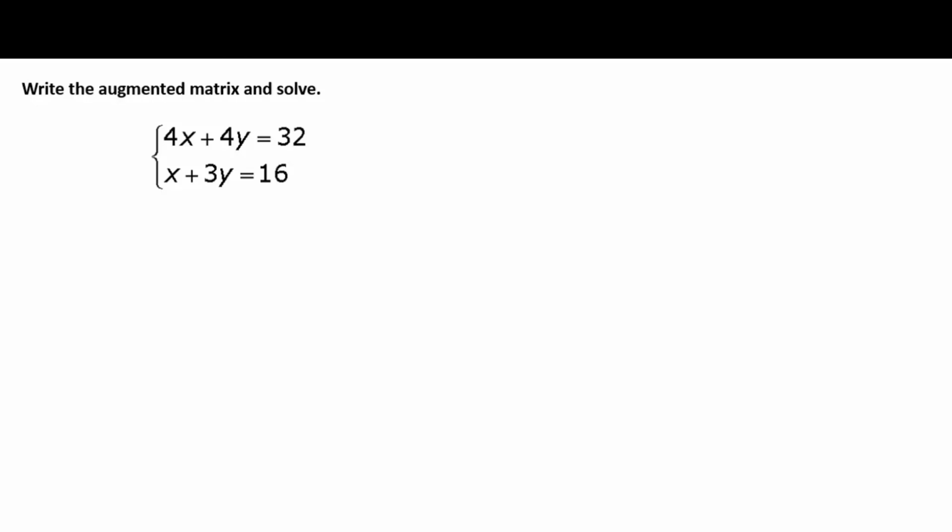Okay, so the first thing we have to do is write the augmented matrix, and remember that's going to be our 4, 4, 1, 3. So we're going to put that in here, 4, 4, 1, 3, and then this dashed line, and then a 32 and a 16. All right, and that tells us what our constants are. All right, so there's our augmented matrix.